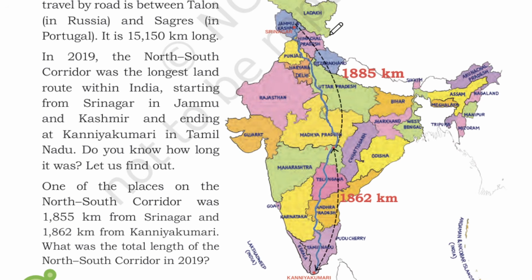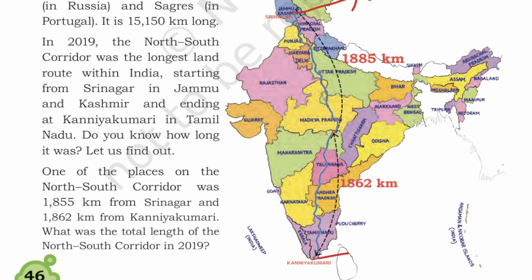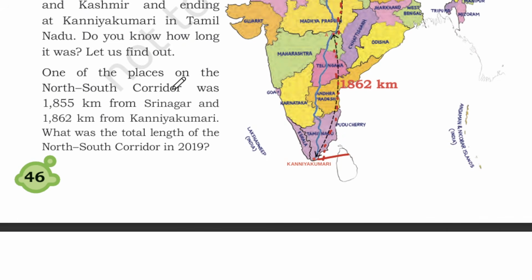Okay. And where is Jammu and Kashmir? Here we have Jammu and Kashmir. And here we have Kanyakumari. So when you see the map, it is like this. And it is also the longest distance inside India. Okay, so one of the places on the North-South Corridor was 1,855 kilometers from Srinagar and 1,862 kilometers from Kanyakumari. So what was the total length of the North-South Corridor in 2019?